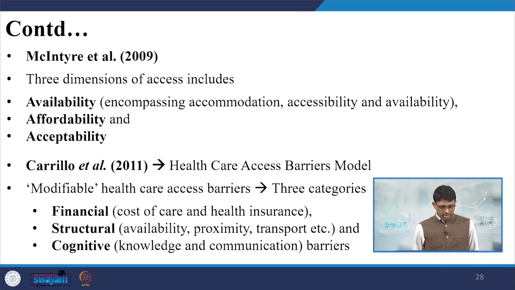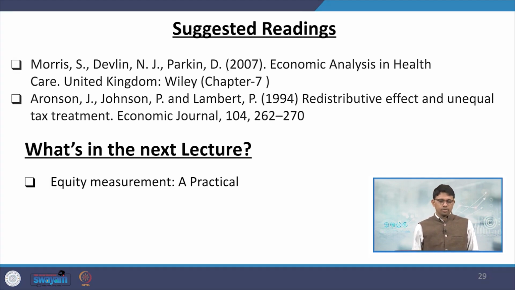And Carrillo et al. in 2011 discussed a healthcare access barriers model. The modifiable healthcare access barriers are of three types: financial, structural, and cognitive. So that also presents some forms of barriers we have discussed directly and indirectly. You can follow from the readings if you are stuck somewhere.